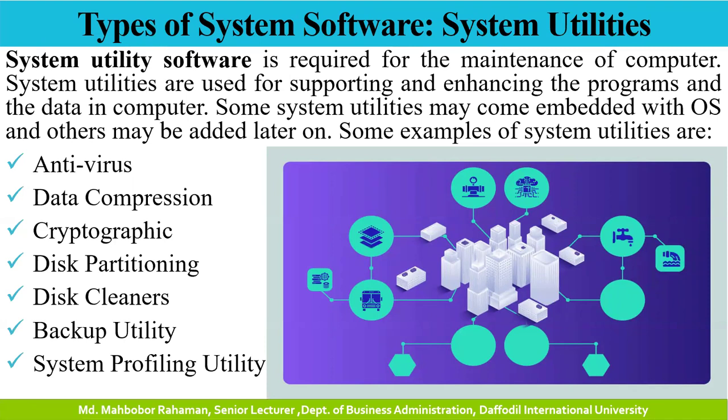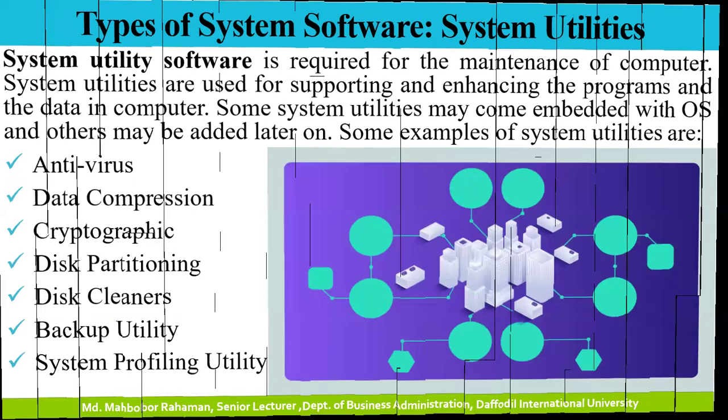And some software is utility software. This software is also system software, in the category of system softwares. The utility software is required for the maintenance of the computer. System utilities are used for supporting and enhancing the programs and the data in the computer. Some system utilities may come embedded with the operating system, and others may be added later. Some examples of system utility software are antivirus, data compression, cryptographic software, disk partitioning software, disk cleaning software, backup utility software, and system profiling utility software.